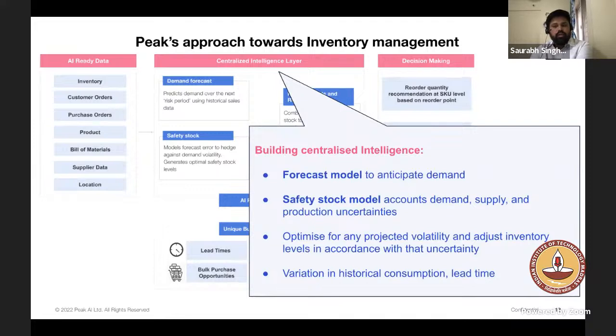or for that matter, keeping your plant up and running. They have to keep a certain amount of inventory in their stock at any point of time. Now this we call safety stock, right? The question here, and what we try to optimize here, is how much safety stock we should hold. So these kinds of decisions are made in this layer. Here we optimize for any projected volatility, adjusting inventory levels in accordance with the uncertainty.